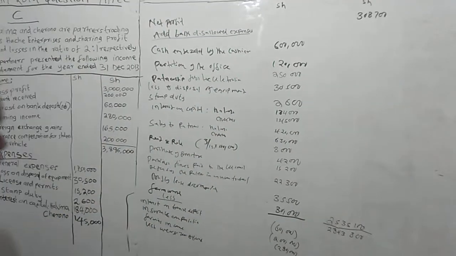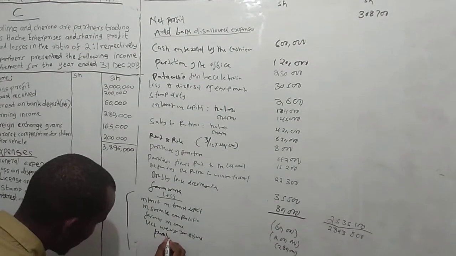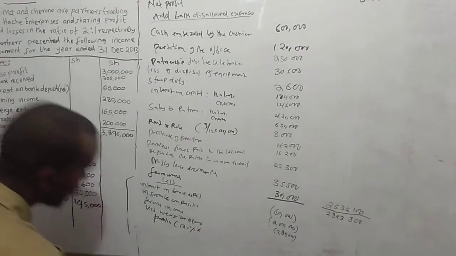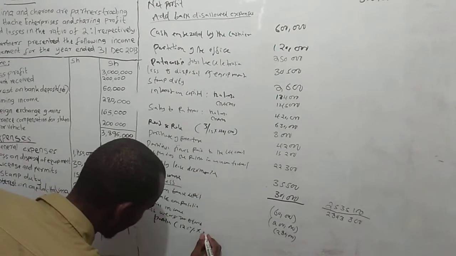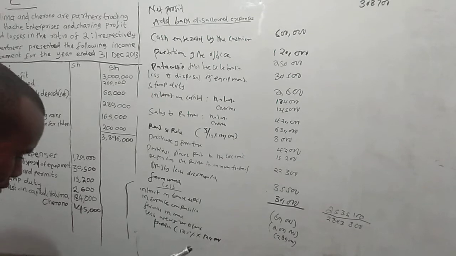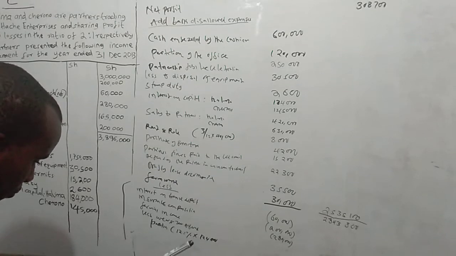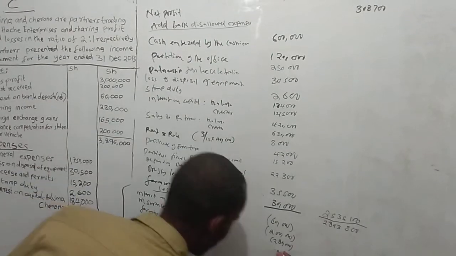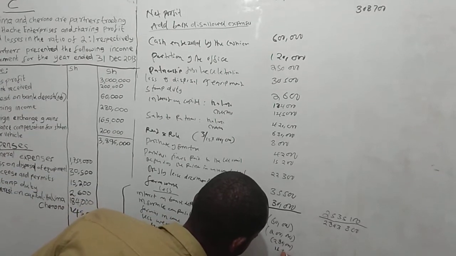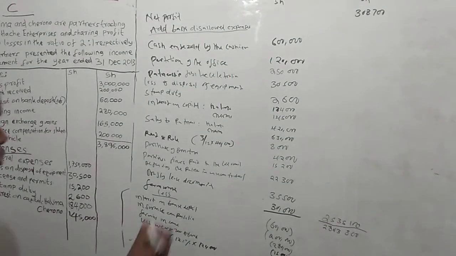Now let's start with the office partition, which is 12.5 percent multiplied by 120,000. 12.5 divided by 100 times 120,000, I'm getting 15,000. Then after the partition, we have also the furniture.